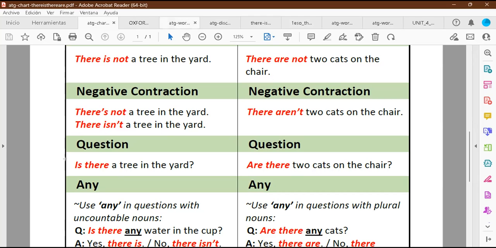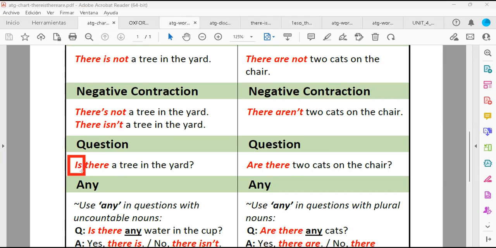Is there a tree in the yard? Okay. Are there two cats on the chair? Okay, excellent. So as you notice, in this case, what we have done is to invert the order of these elements. ¿Qué es lo que hemos hecho acá? Hemos invertido el orden de nuestros elementos.